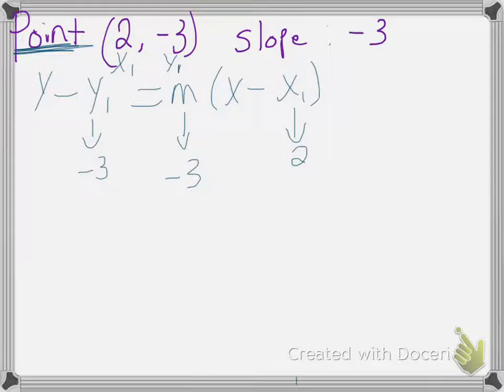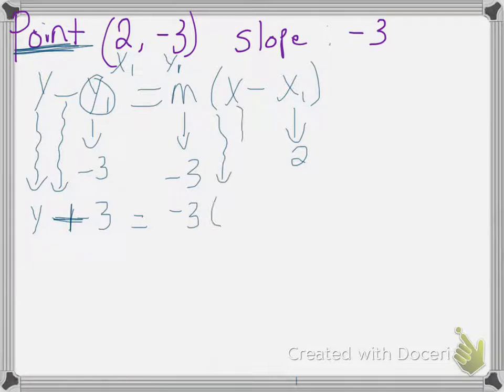Now we just bring everything down. Bring down the y because we haven't used it yet. Y. You have to bring down the minus sign. Haven't used it yet. Minus. And then y1 is -3. So -3. Remember, minus makes a plus. So that's a plus. Equals, the m is -3. Have to bring down the parentheses. Have to bring down the x. Have to bring down the minus sign. And then we know that x1 is 2.